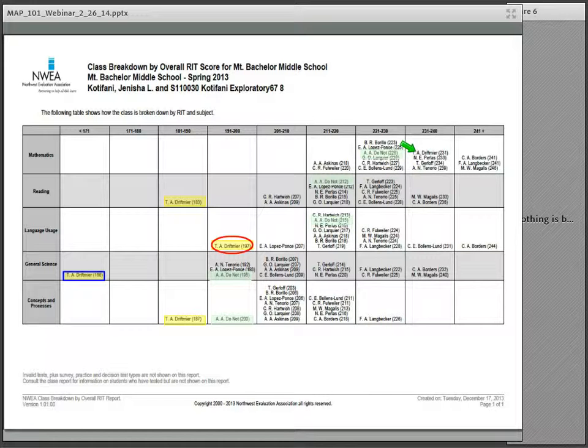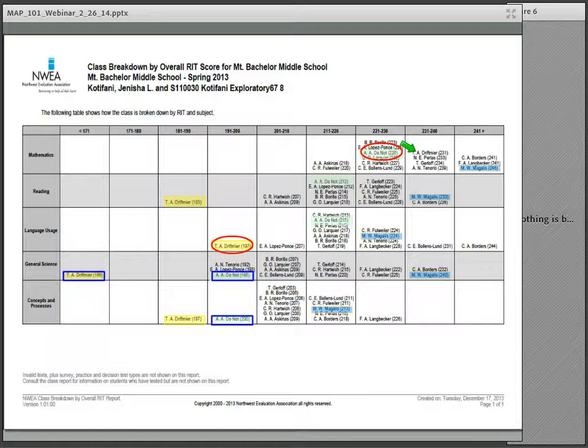Jill, what's his best subject? His best subject would be math. You're right. And the lowest would be general science and concepts and processes. Yeah. In fact, I noticed when I look at that, the whole class appears to do well in math. Yes, they do. As a whole, as a class, when you look at this, they're all to the right, aren't they? Yeah, that's an interesting class.